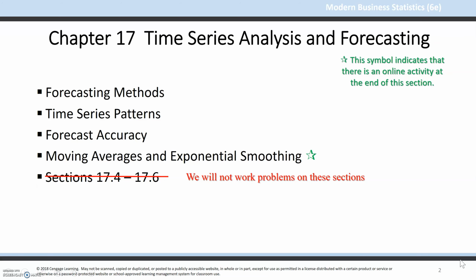What we're going to cover in this chapter is the beginning of the chapter. We'll talk about forecasts in general, different methods and ways that we can forecast. Why you would use one forecast over another, depending on the patterns of your data. We'll talk about how to learn, or we'll learn how to determine how accurate our forecast is. And then basically we're going to look at three main models, a moving average, a weighted moving average, and then exponential smoothing. We're not going to cover sections 17.4 through 17.6, so you don't need to worry about those.